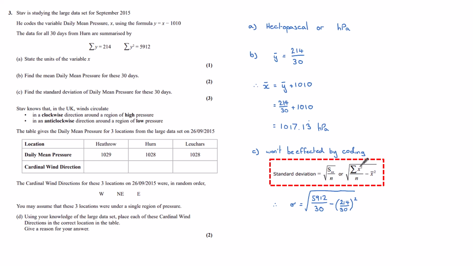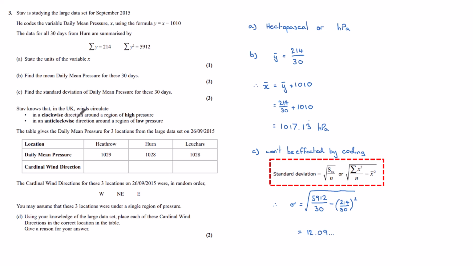So that's the sum of y squared, 5912, divided by the number of days, which is 30, subtracting the mean squared. And the mean we found earlier to be 214 over 30 for y. And this evaluates to 12.09 and so on on our calculator.